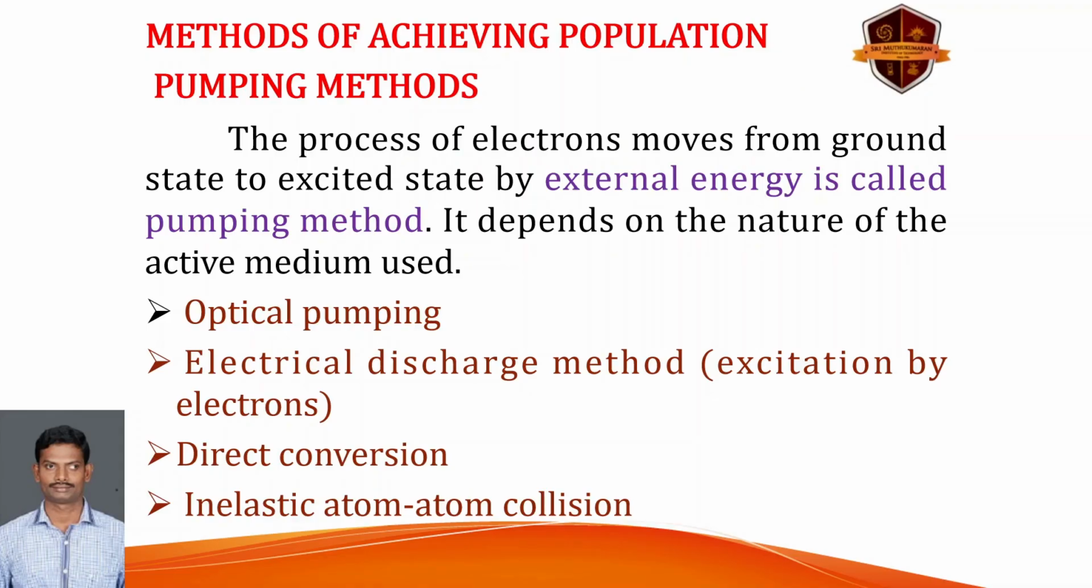Methods of achieving population inversion: the pumping mechanism. The process of moving electrons from the ground state to the excited state by external energy is called pumping. This is the pumping method. It depends on the nature of the active medium used. Example: optical pumping is used in solid state lasers such as the Nd:YAG laser and the ruby laser.